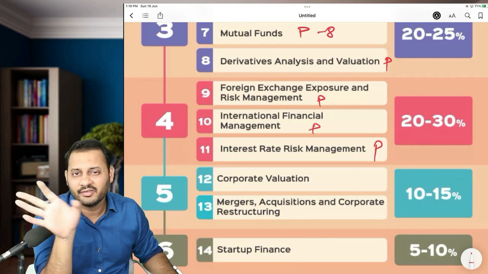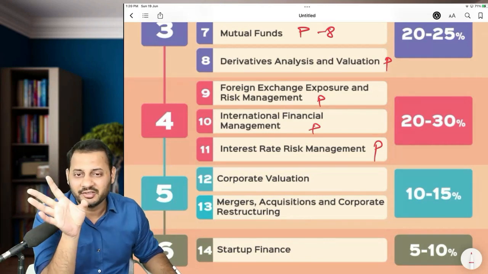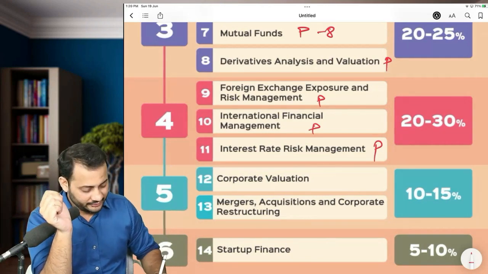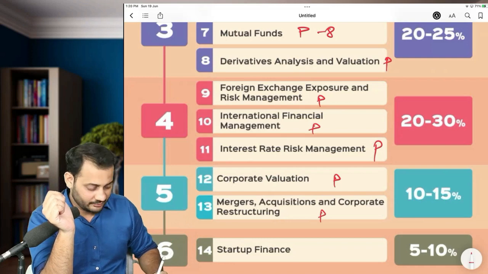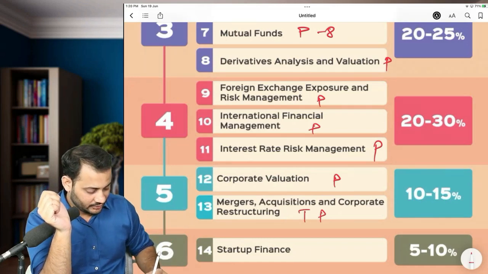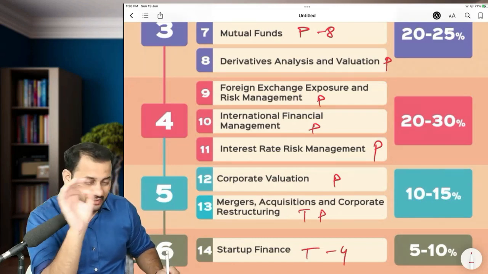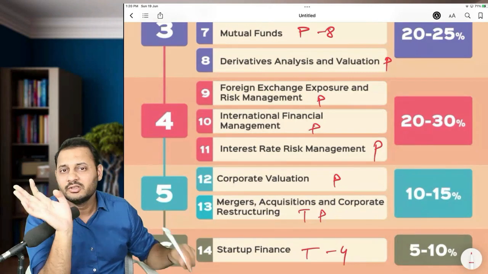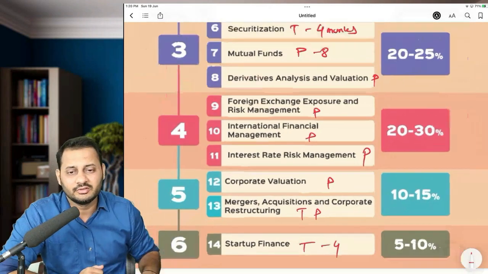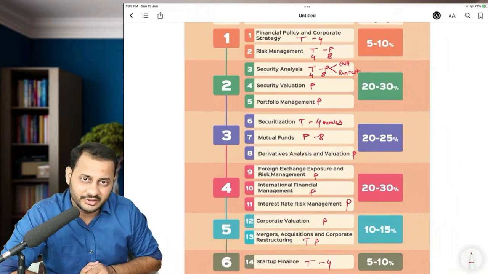So you do not have any option to skip any chapter for theory. Then corporate evaluation, practical. Mergers, practical and theory both. Startup finance, theory only. 4 marks easily can be scored from the startup finance chapter. So in totality there are 14 chapters.